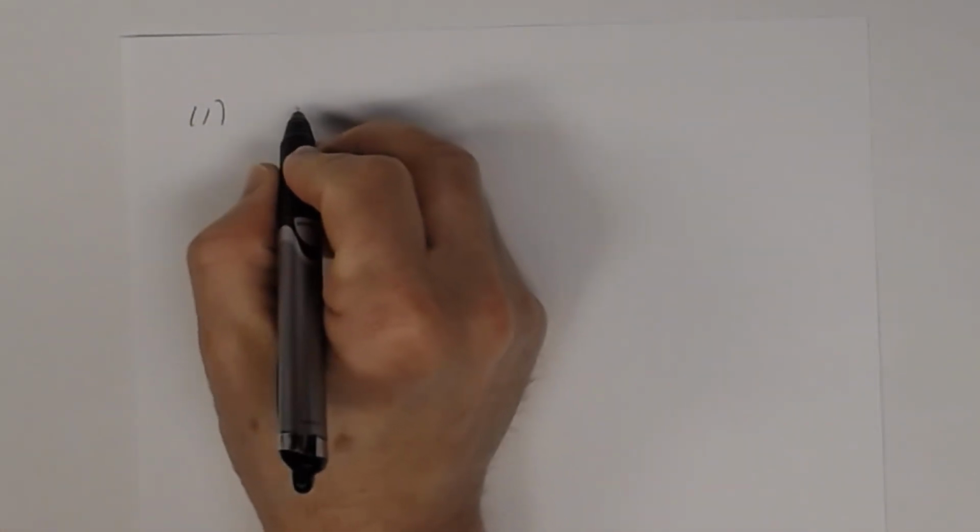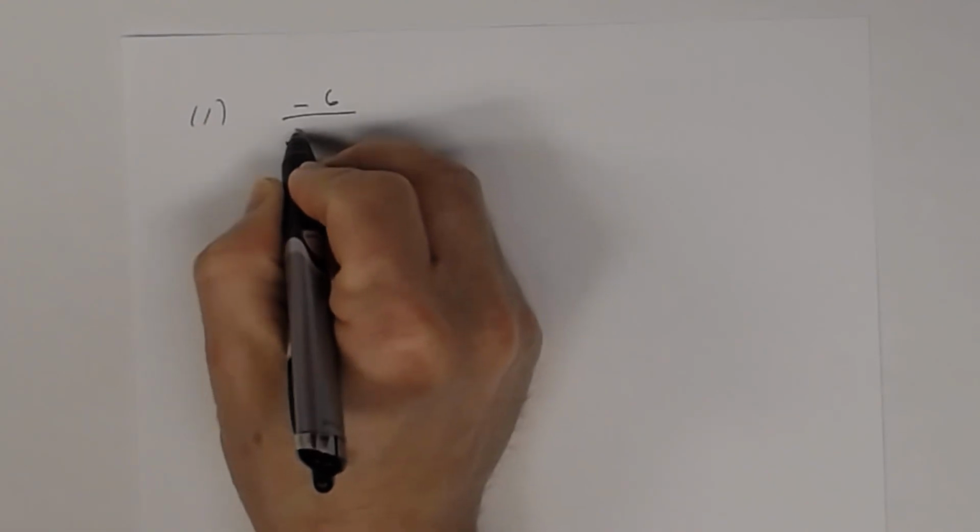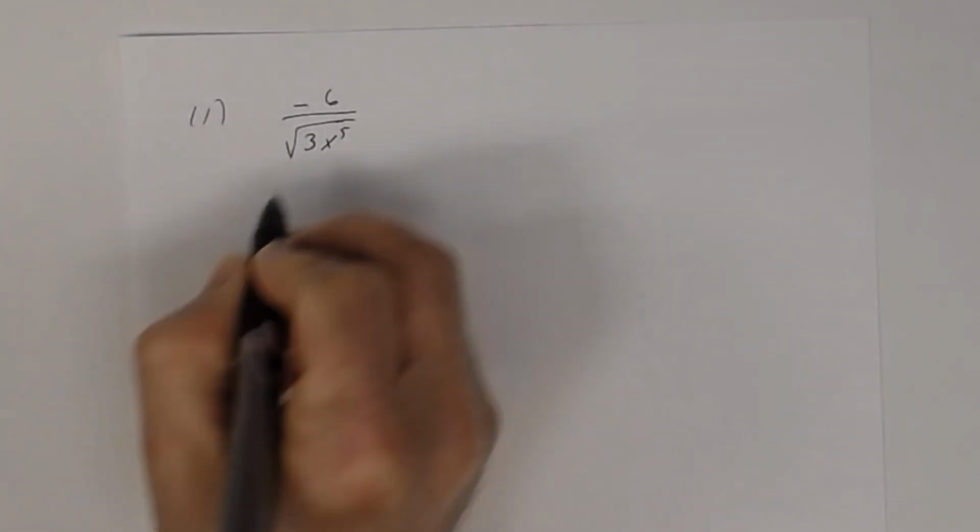Okay, let's do one more. So one more, and let's look at this one. This was what, number 11? So let's look at number 11. So in number 11, we have negative 6 divided by the square root of 3x to the fifth.